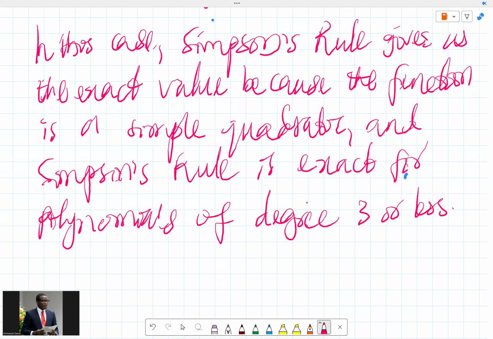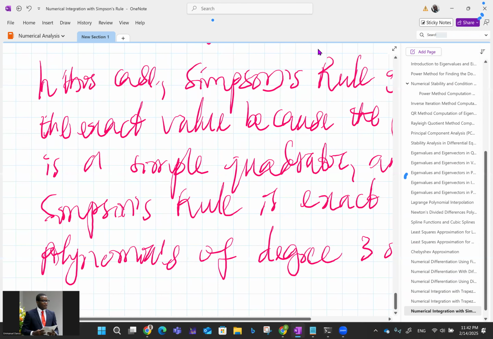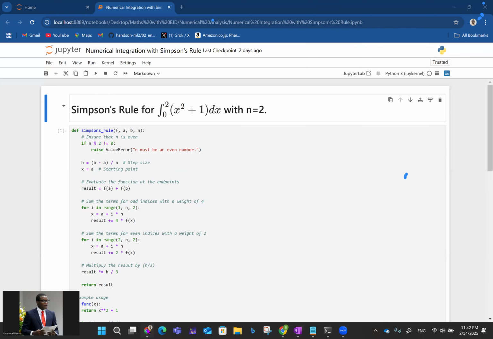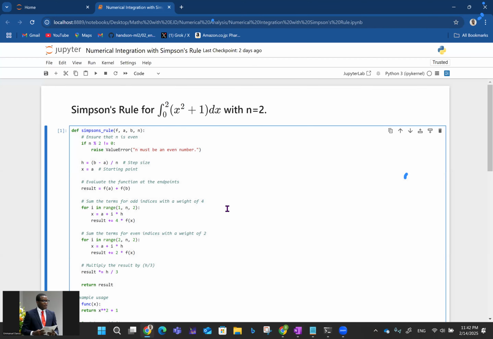So in conclusion, we see that Simpson's rule provides a highly effective method for numerical integration, especially when the function is smooth and polynomial-like. The accuracy increases with more subintervals, and it performs particularly well for functions with well-behaved curvature. That's the conclusion right there. And of course, my style, I'd like to show you the Python code. The steps can be quite a lot, but if you have the code, you can easily work with that.